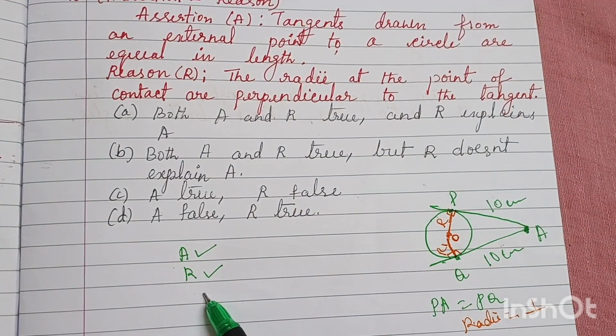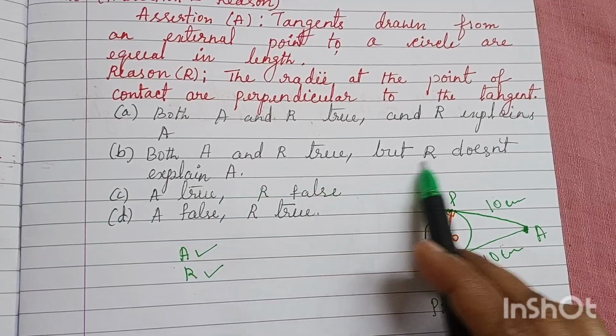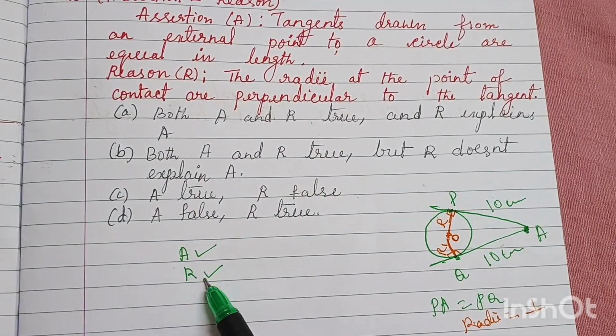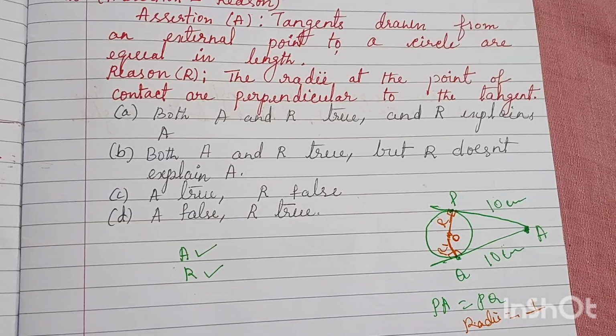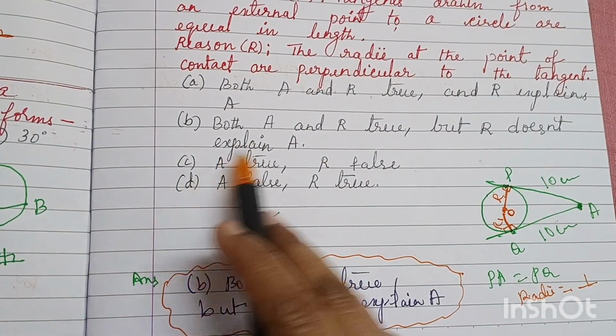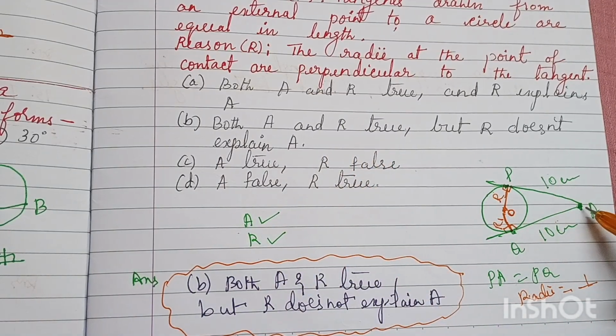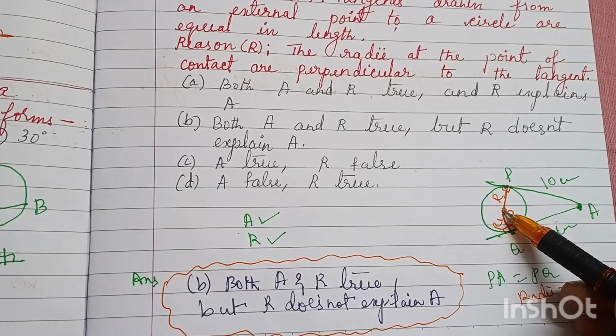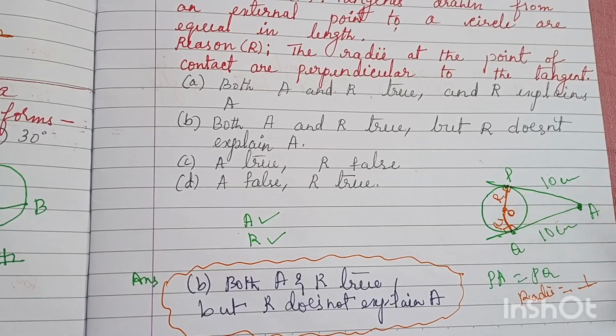Assertion is true, reason is true, but R does not explain A. So option B is correct. Both A and R are true. A says the two tangents from one point are equal. The reason says the radius is perpendicular at the point of contact. The reason is also correct, but it is not about the tangent. So both A and R are true, but R does not explain A. Okay.